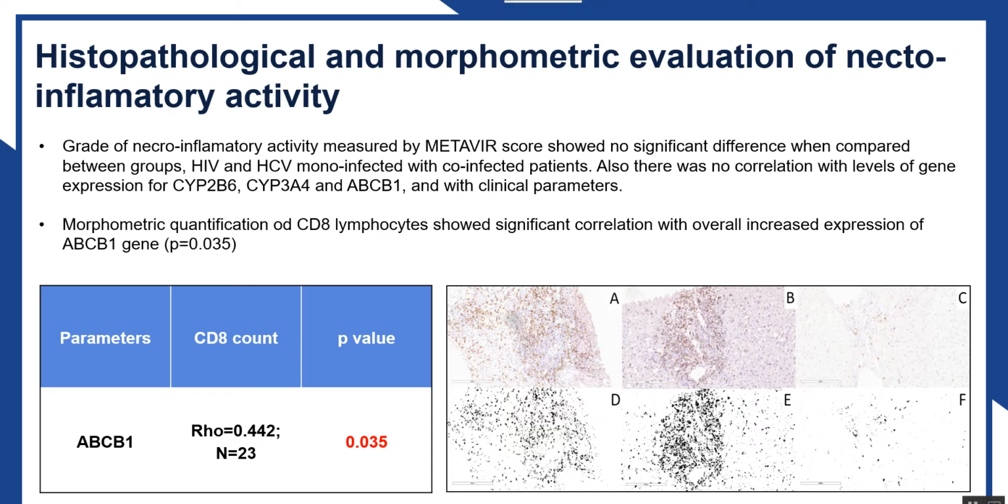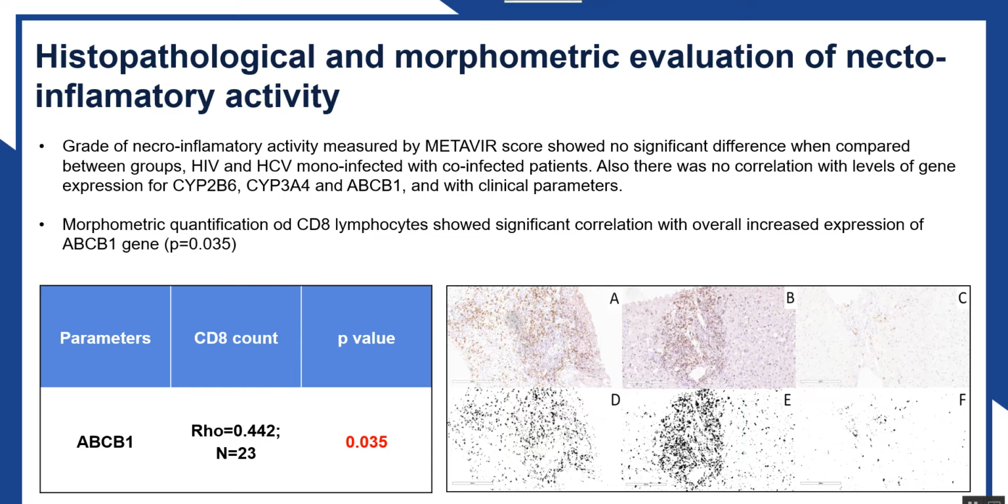Initially, when we were assessing liver fibrosis levels or degree of liver inflammation, the METAVIR score was used as a measure. And the METAVIR score showed no significant difference when compared between groups of HIV and HCV mono-infected patients and co-infected patients. There was also no correlation with the levels of gene expression for 2B6, 3A4, and ABCB1, and also no correlation with clinical parameters.